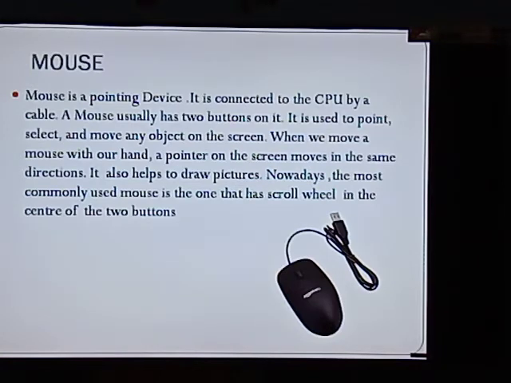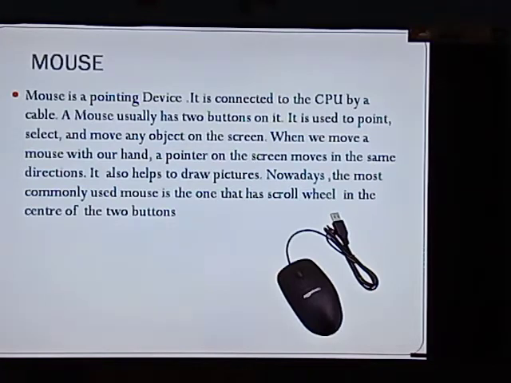A mouse usually has 2 buttons on it. As you learnt in the previous class, mouse consists of 2 main buttons with 1 scroll button. Which are those buttons? Left button and right button. There are 2 buttons in mouse along with 1 scroll wheel. In between there is a small wheel which is called scroll wheel, and there is a left button at the left side and a right button at the right side.